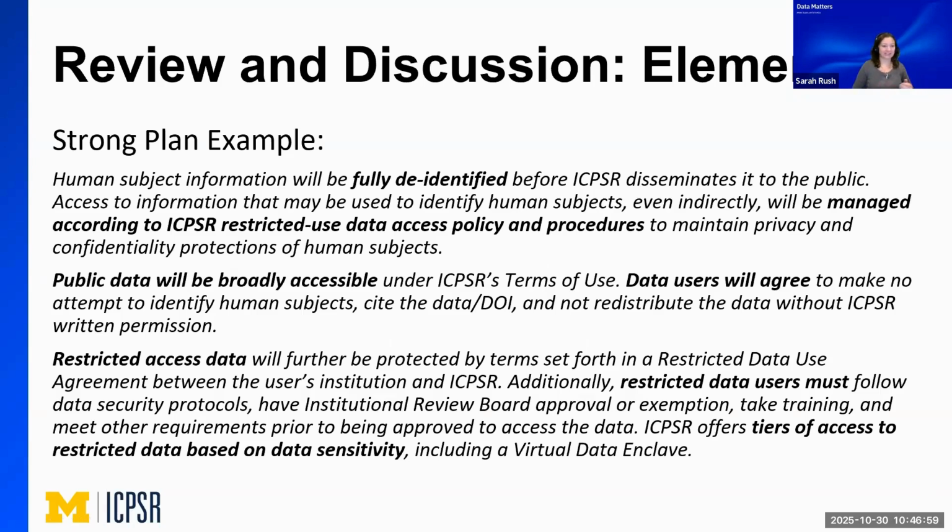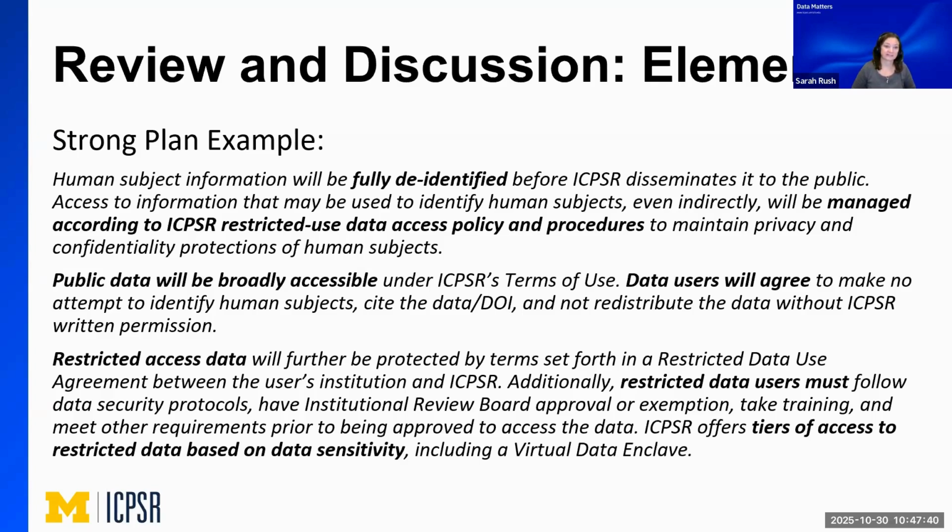So just to reiterate, a strong response would describe any factors that affect access, distribution, or reuse of the data, whether the access will be controlled, as well as protections for privacy rights and confidentiality of human research participants. Our example here that we came up with says human subject information will be fully de-identified before ICPSR disseminates it to the public. Access to information that may be used to identify human subjects, even if indirectly, will be managed according to ICPSR restricted use data access policy and procedures to maintain privacy and confidentiality protections of human subjects.